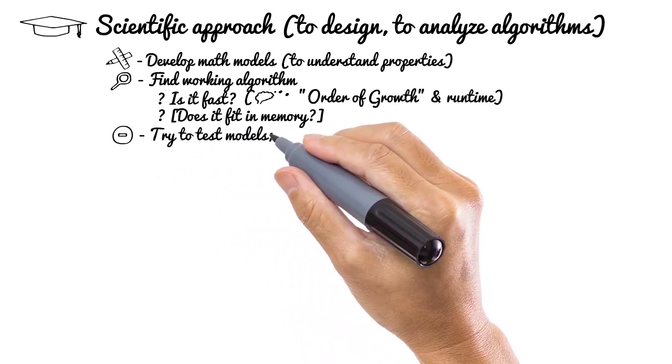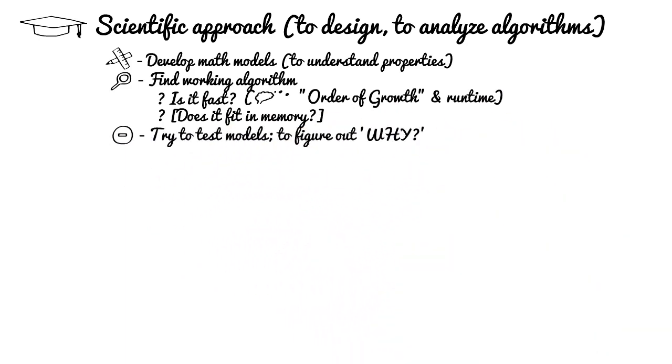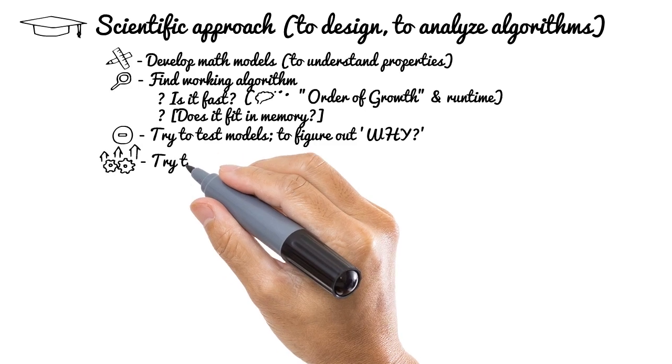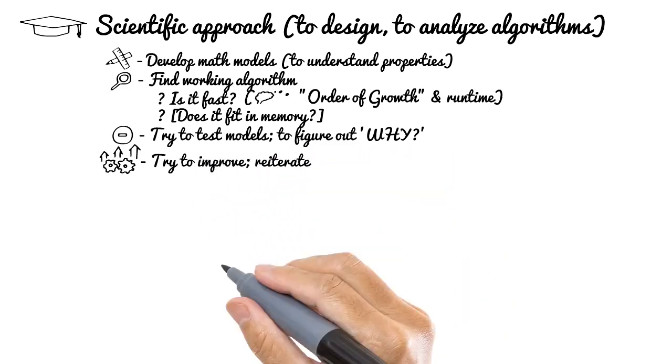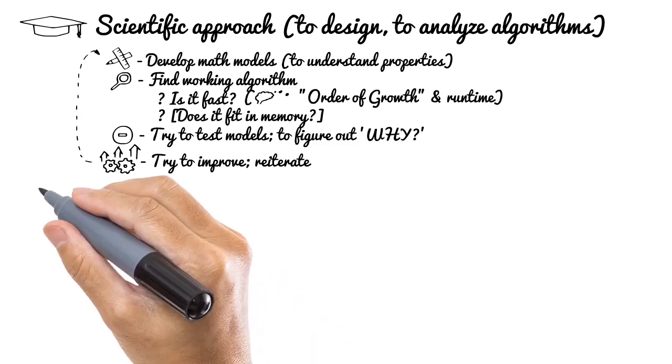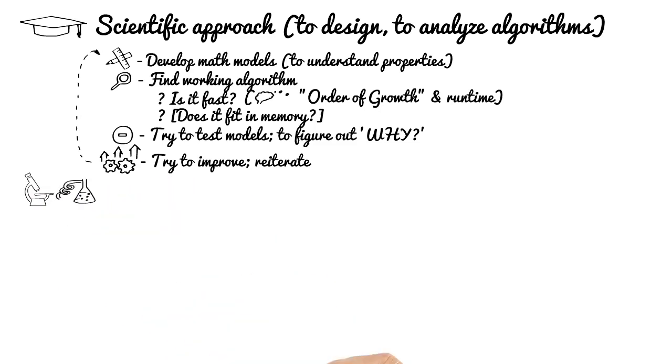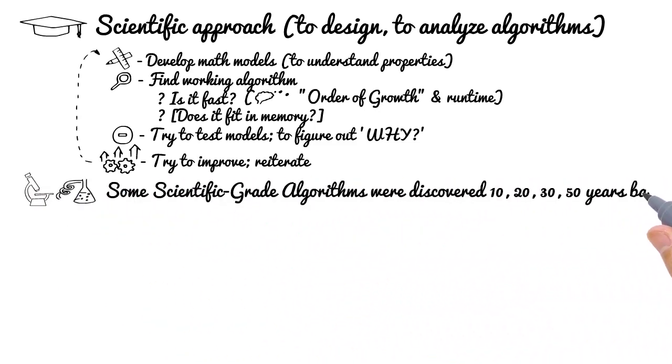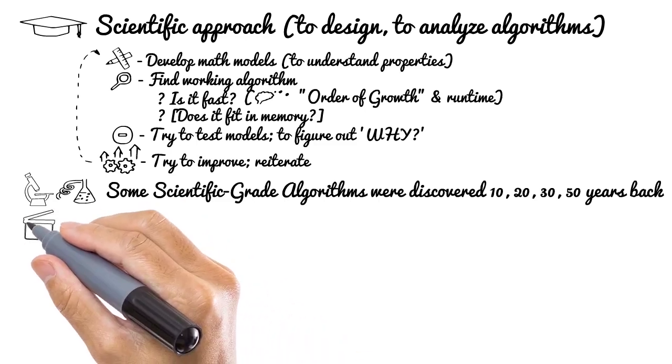If not, try to test models, experiment and figure out why it's not fast or doesn't fit in memory, with the goal to find a way to address the problem. Try to improve the algorithm, iterating until satisfied, for example in terms of runtime and memory. It might be a never-ending process of chasing a better algorithm though. Some great scientific algorithms were discovered 10, 20, 30, 50 years back, and they're still the fastest nowadays, waiting for someone, maybe you, to find another more efficient solution.